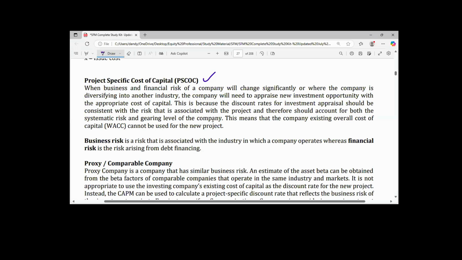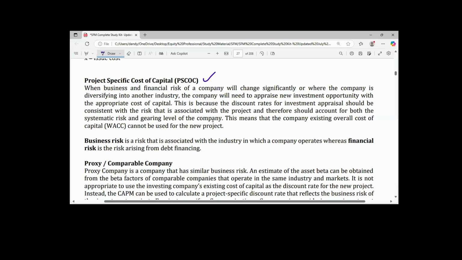Therefore, what is business risk? The business risk is the risk associated with the industry where a company operates. So when you want to measure the risk associated with the industry, you use business risk to do that. And business risk is determined using asset beta. I will explain to you what asset beta is all about when we get there.